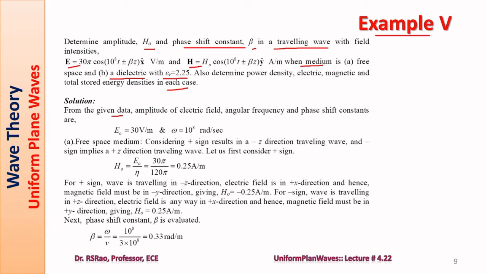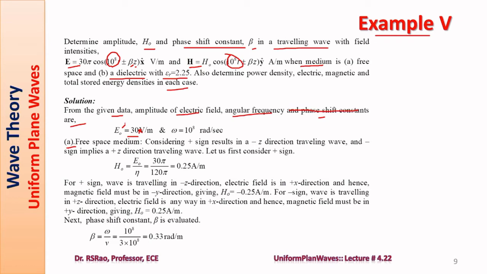From the given data, the amplitude of electric field, angular frequency, and phase shift constants are: this is the amplitude of electric field. Here, pi is missing. Omega is 10 power 8. Here 10 power 8 is there. Here also 10 power 8 is there. And phase shift constant is simply beta. We have to find out its value.